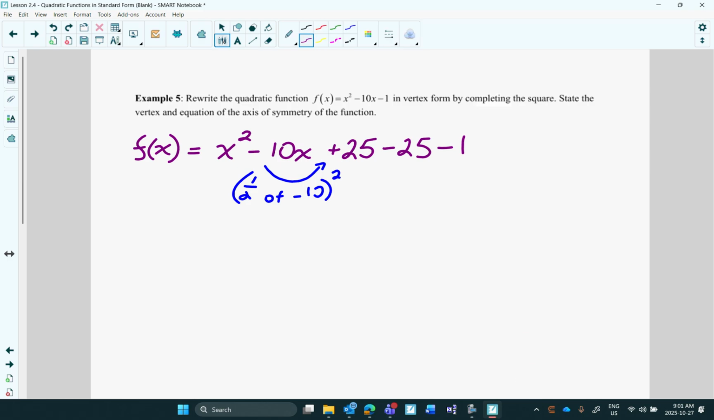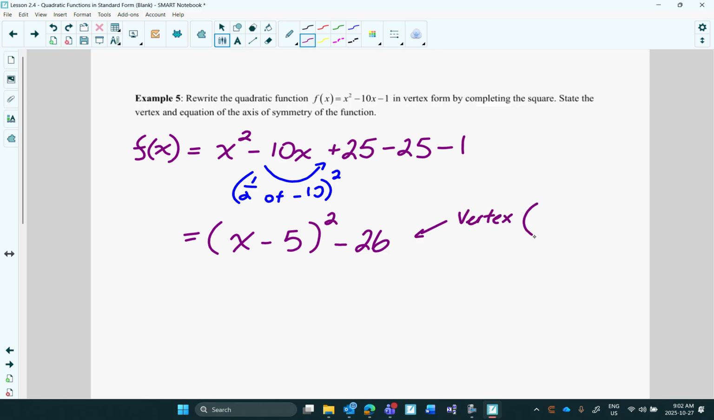Now that we've added and subtracted the number we need to factor, let's factor. (x - 5), don't forget the square. And then these two make? Subtract 26. We just completed the square. What's the vertex? Careful. Positive 5, negative 26.